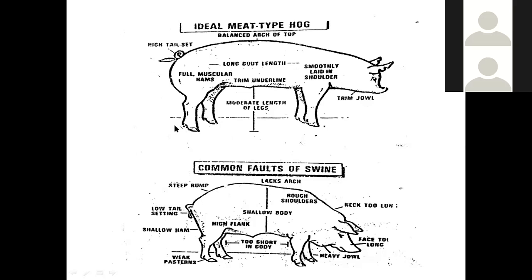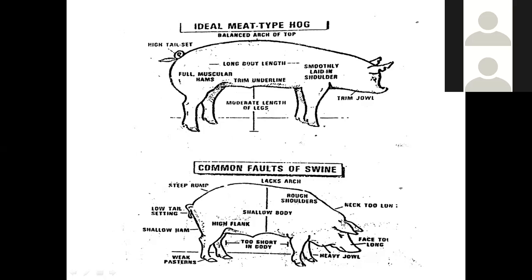Then the tail. A high tail set, where the tail is up, indicates a healthier animal and better meat quality. You can see here the tail is low. Shallow ham, you can see this ham. This is very important. The ham is not properly developed. Here you can see a fully developed ham, it is round. Then the leg region should be straight. You can see here the pastern is crossed, it is not proper, too short.